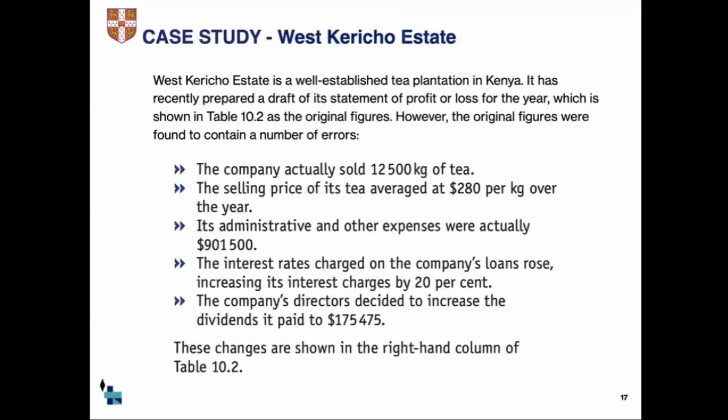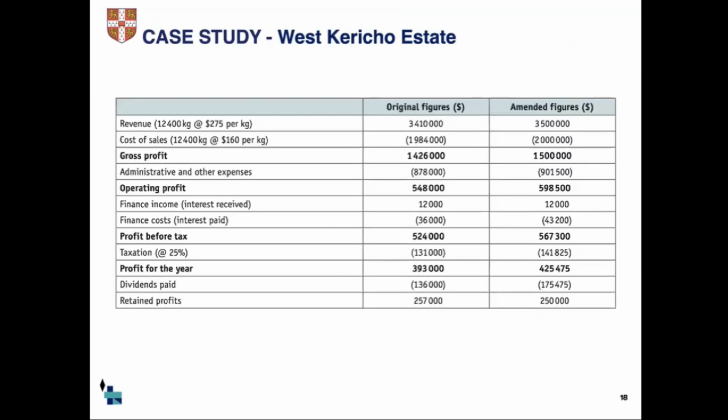The West Kericho Estate case study. The West Kericho Estate is a well-established tea plantation in Kenya. It has recently prepared a draft of its statement of profit or loss for the year, which is shown in table 10.2. All right, so I think I have the table here. Actually, I don't need to go and open our textbook. All right, so this is the West Kericho statement of profit or loss, and these are the original figures.